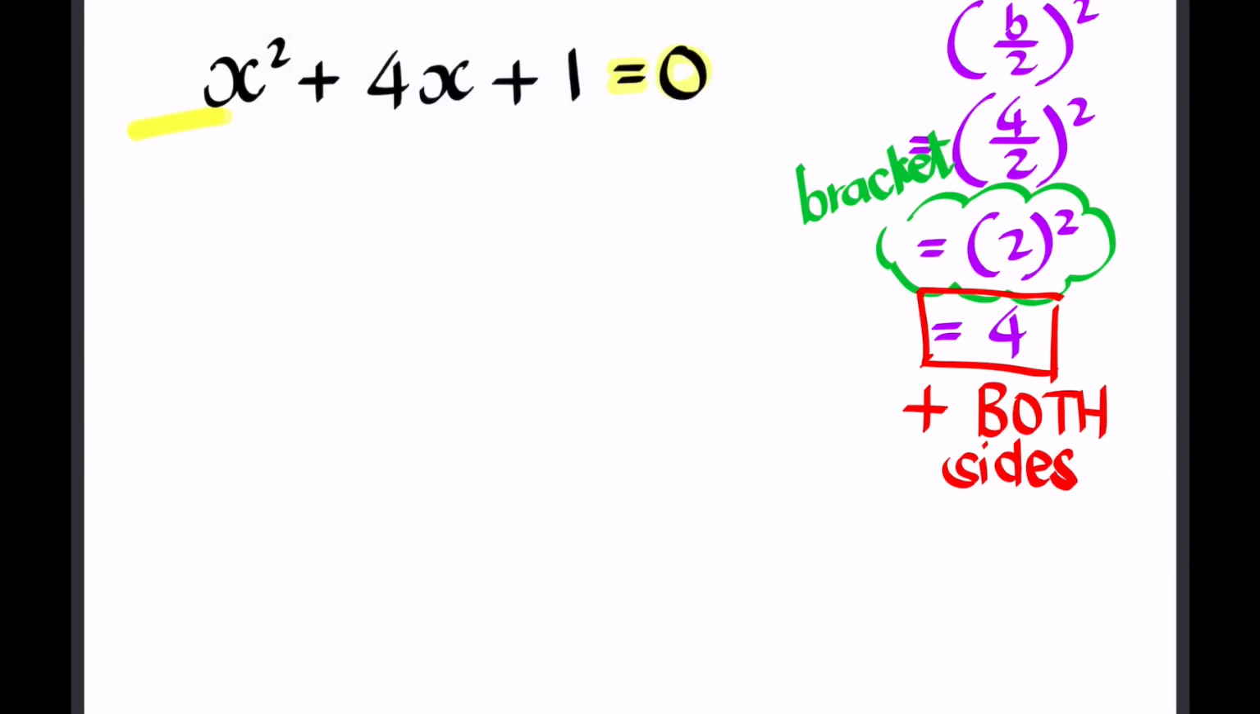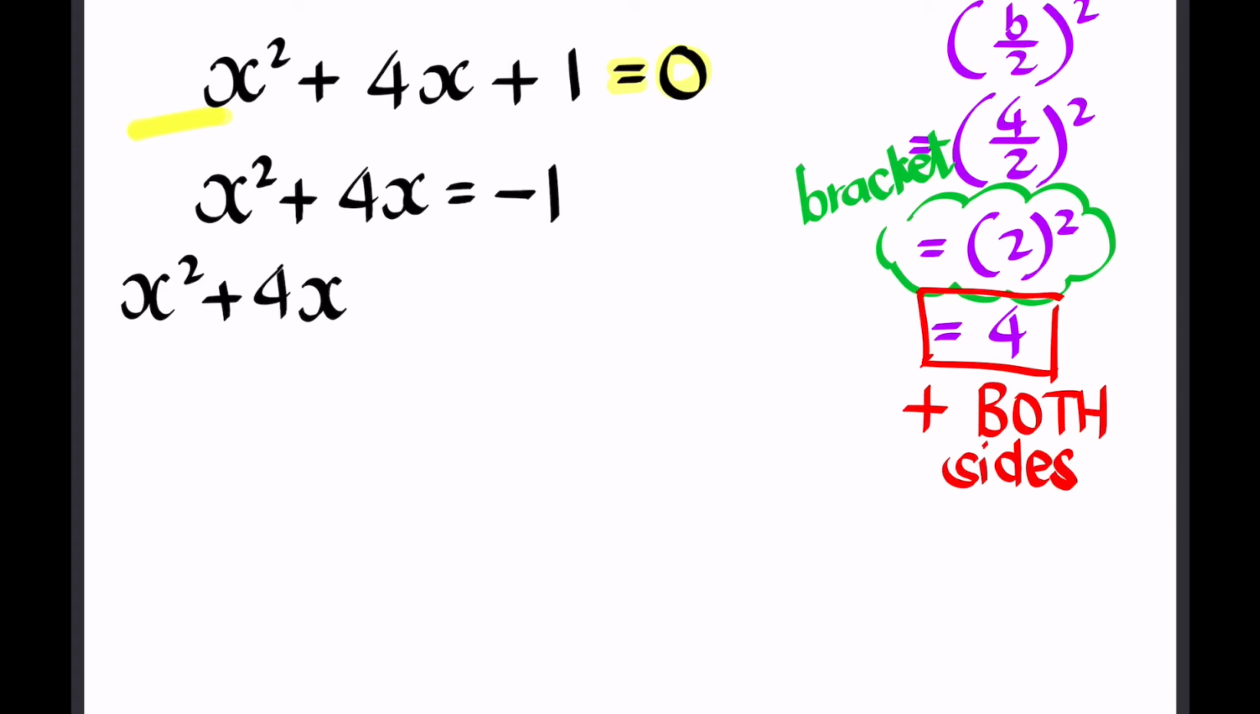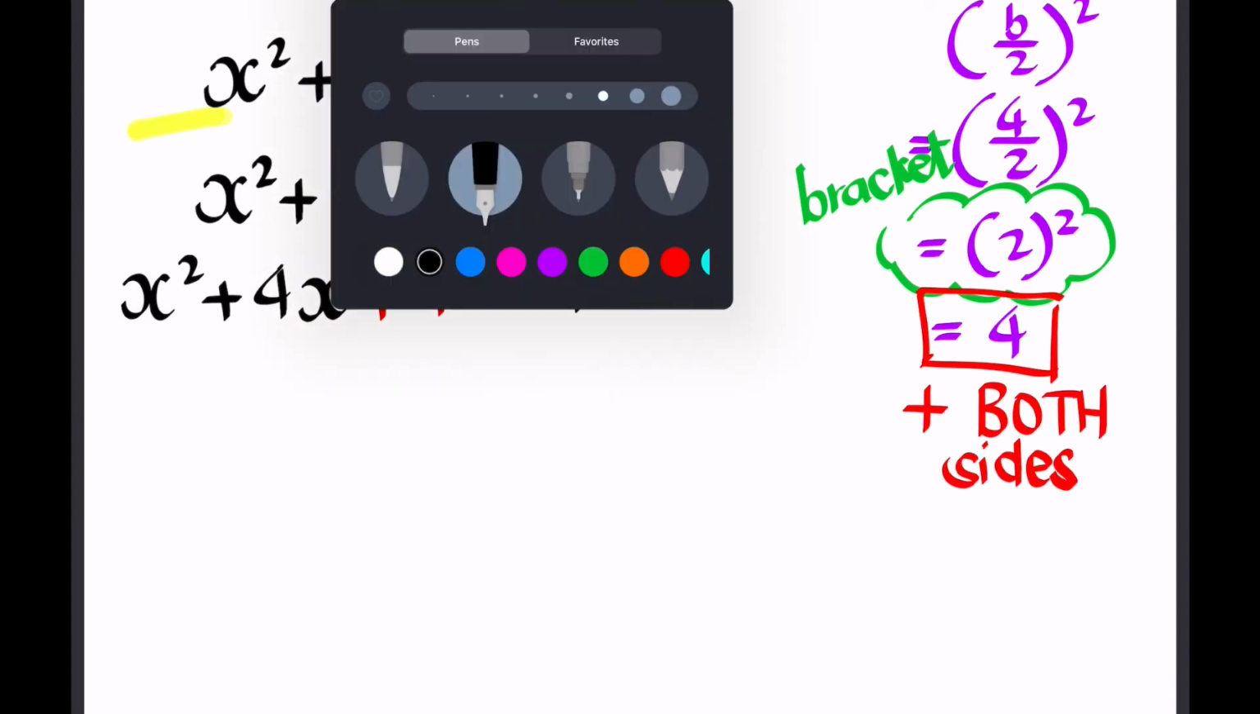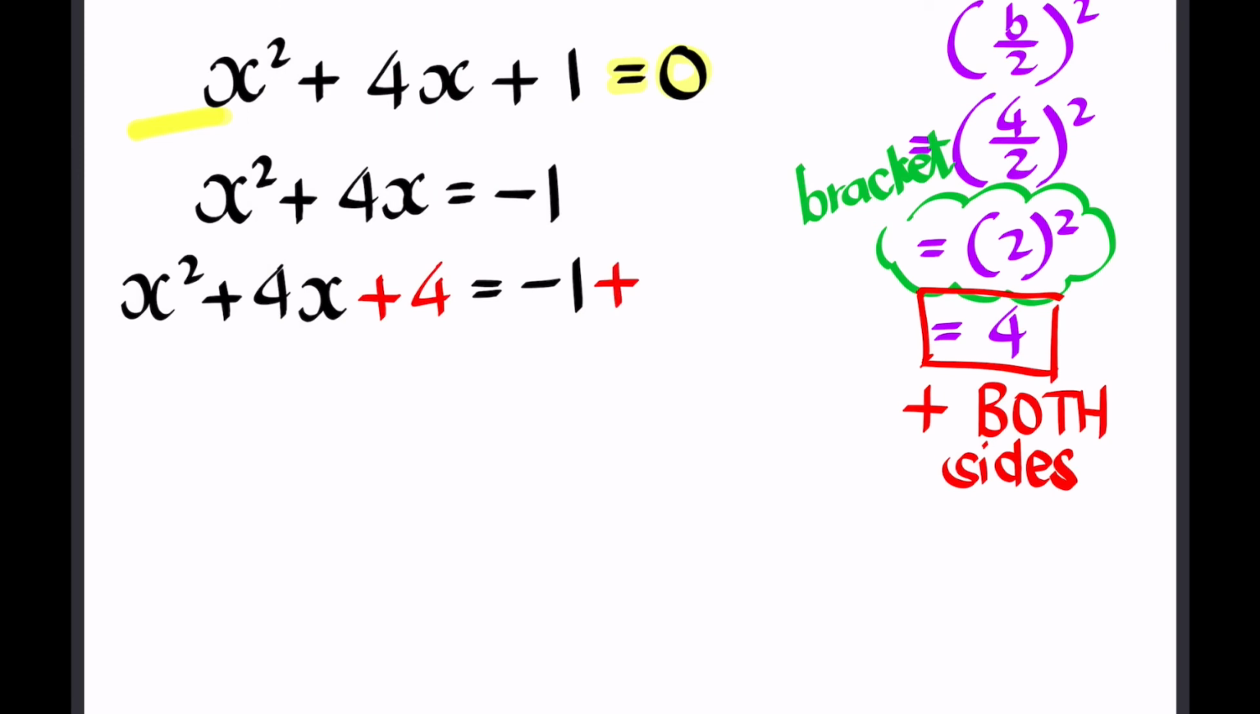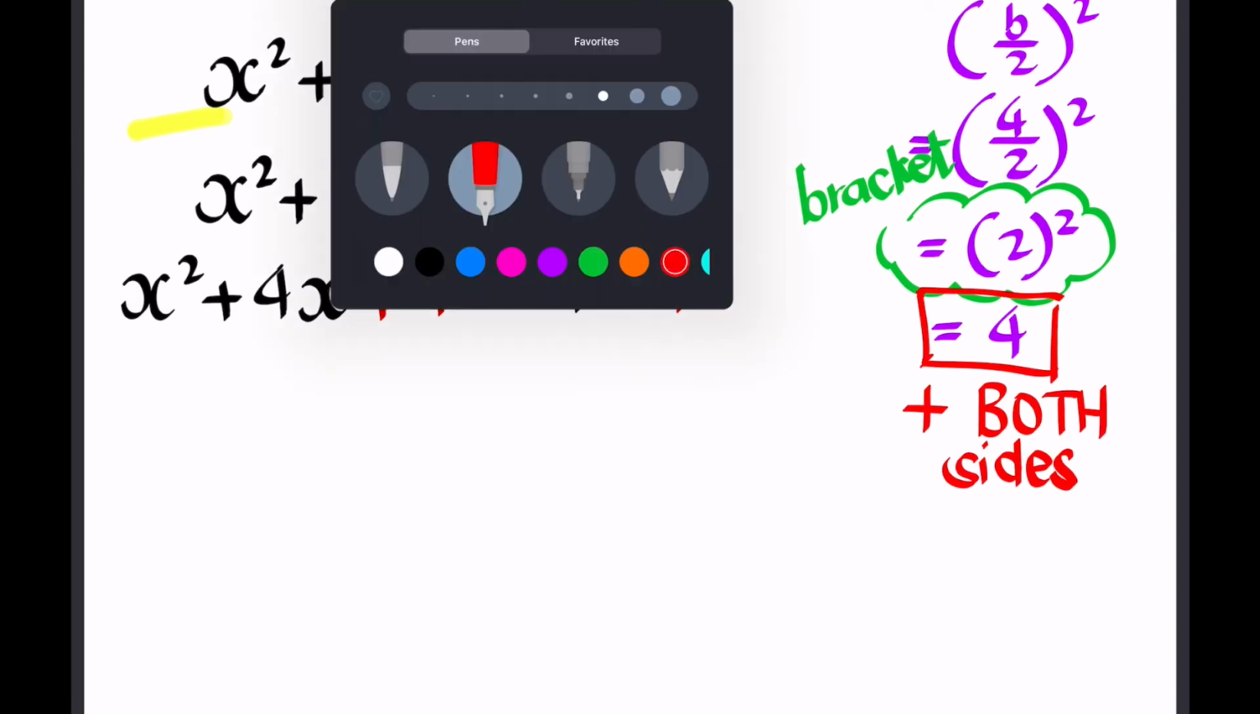All right, A done, B done, C. Take the C value across. So I have x squared plus 4x equal to, my C is positive 1. When it goes across, it becomes negative 1. So now I've got x squared plus 4x, and I'm going to add my 4 to both sides. So I'm going to say plus 4 is equal to, on the other side I have minus 1, and I'm going to add plus 4.